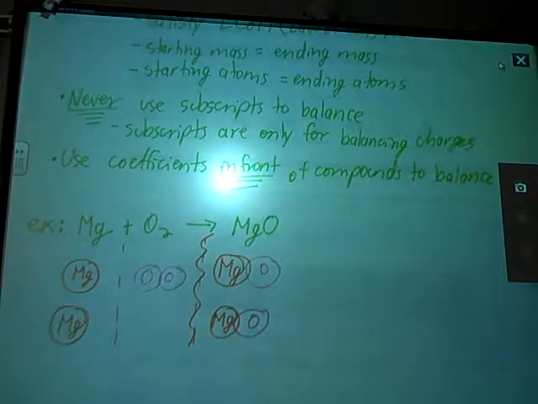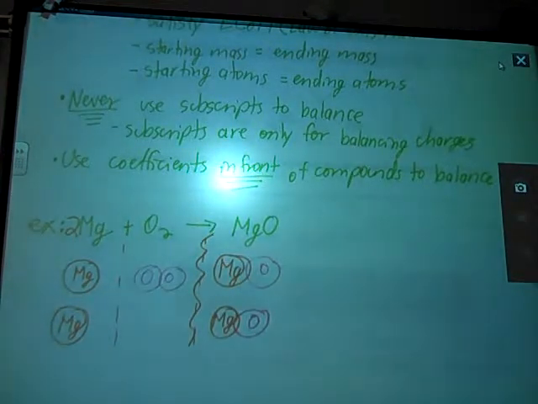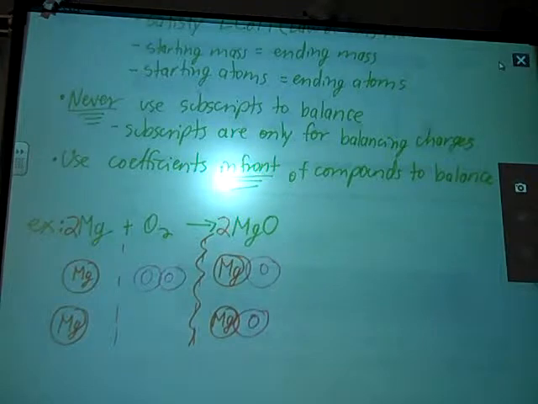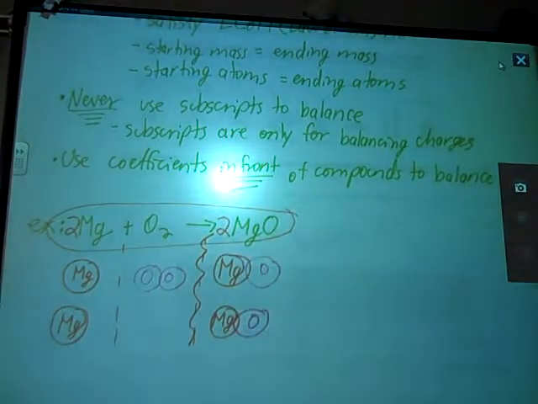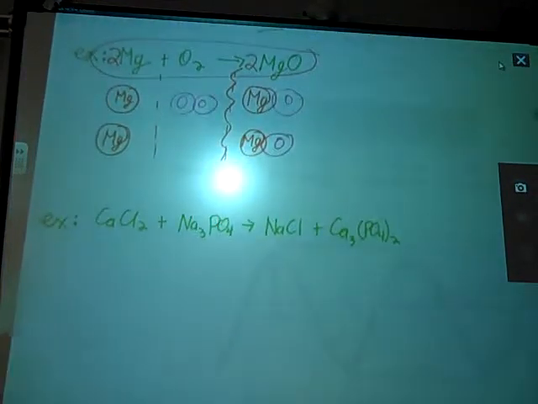All that's left to do is put in our coefficients. I drew 2 magnesiums, so it gets a coefficient of 2. 1 oxygen, it's already there, and 2 of my magnesium oxide. And this guy right here is my balanced chemical equation. So let's try another. If you know the tally method, I'm getting there.